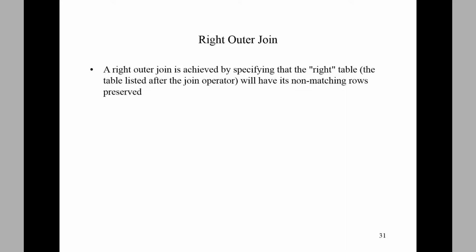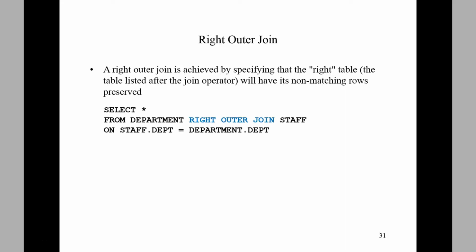A right outer join is achieved by specifying that the right table will have its non-matching rows preserved. We can keep the tables listed in the same order. We simply change the word left to the word right, and attention is given to the other table.